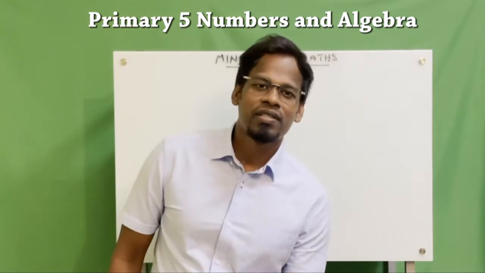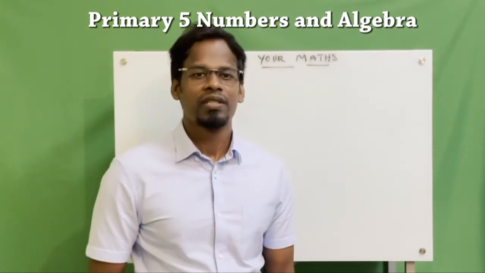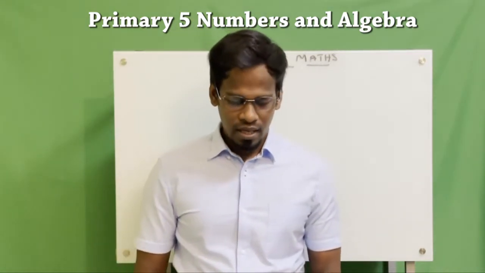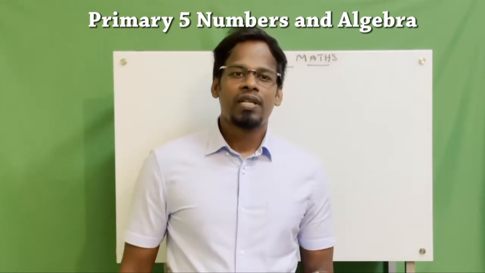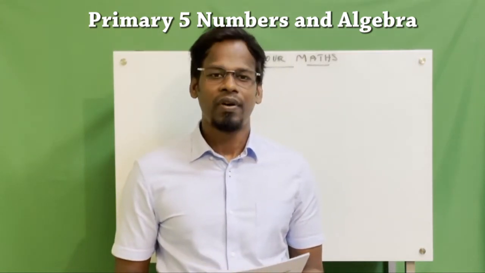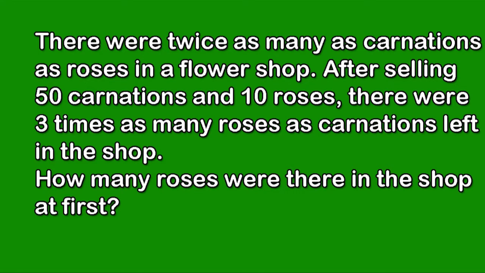So today we are going to solve a problem which is from the primary 5. I'll read it out for all of our understanding. There were twice as many carnations as roses in a flower shop. After selling 50 carnations and 10 roses, there were 3 times as many roses as carnations left in the shop. How many roses were there in the shop at first?